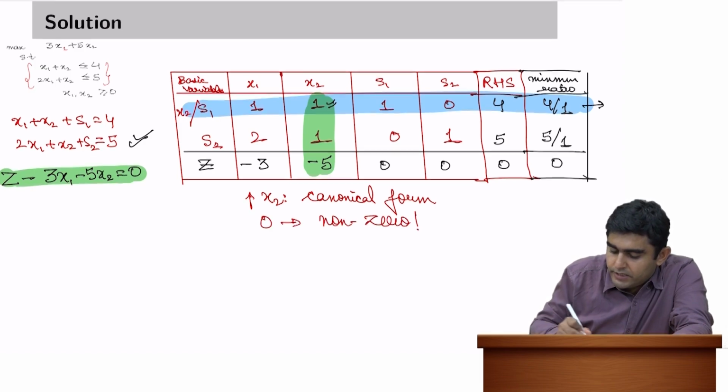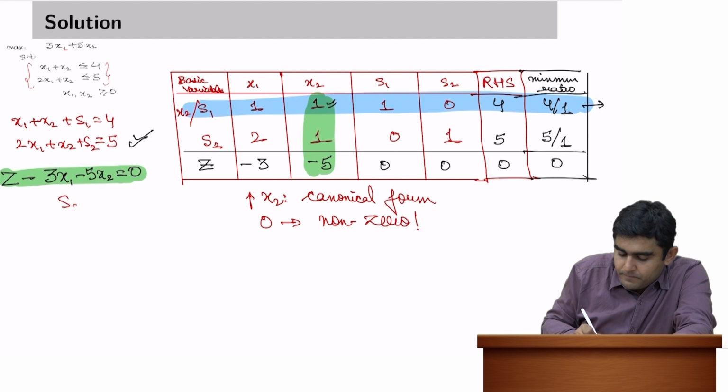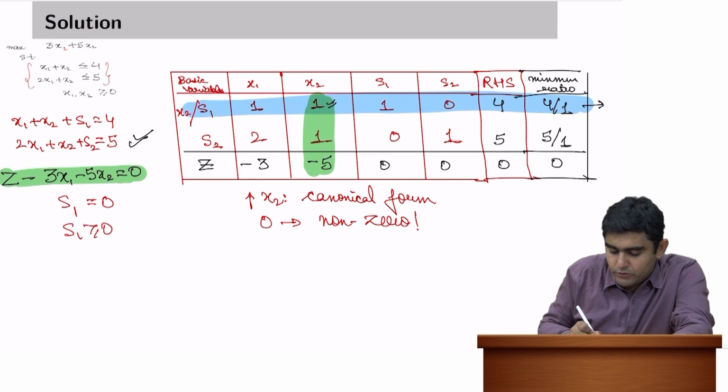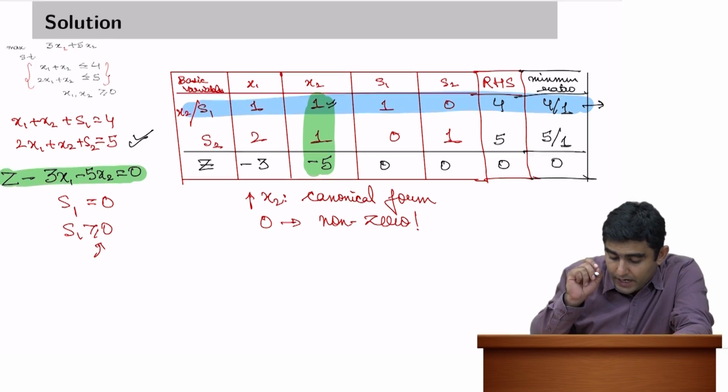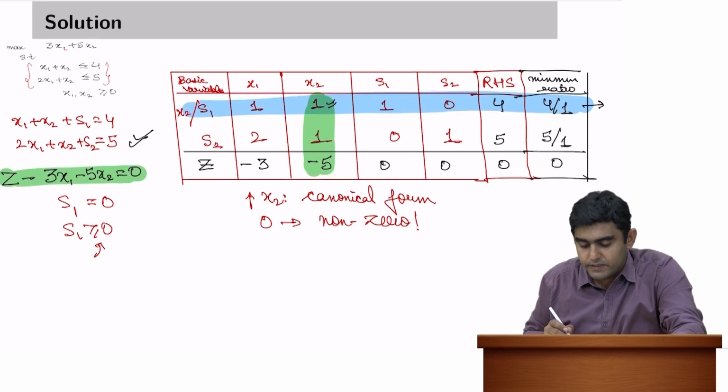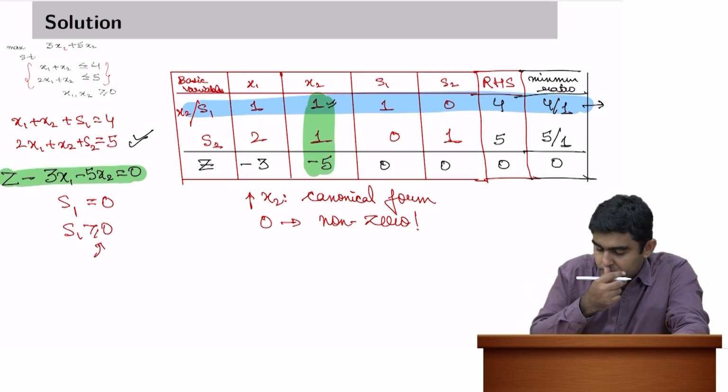And how much can we increase it? Only up to a point where S1 becomes 0, because S1 has to be always greater than or equal to 0 on the condition of introduction of slack. When we added that slack, we added a condition that S1 has to be always greater than or equal to 0.